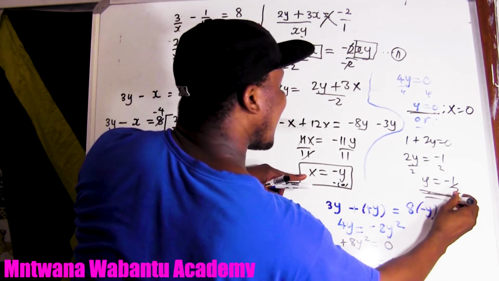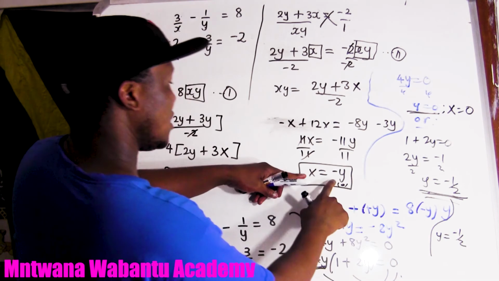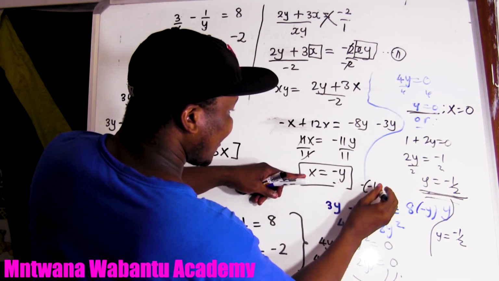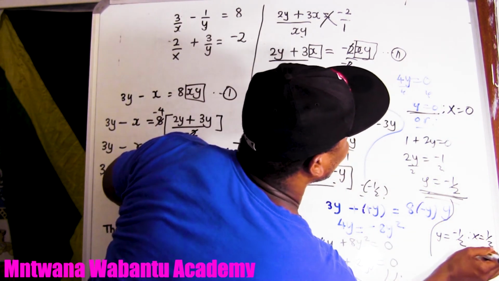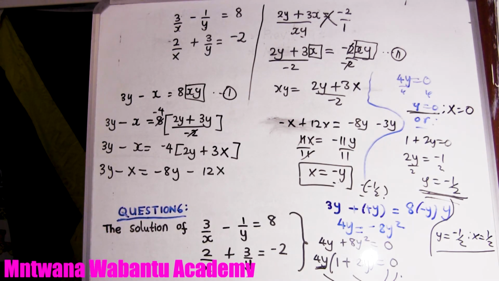When y equals negative a half, put here negative a half, look. It's going to be negative a half, positive a half. And then x equals positive a half. You see what I'm saying? So either 0, 0, or x positive a half, y negative a half.